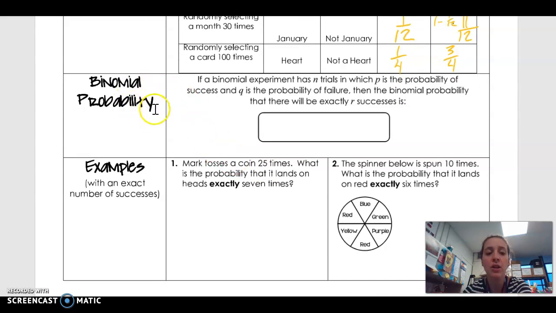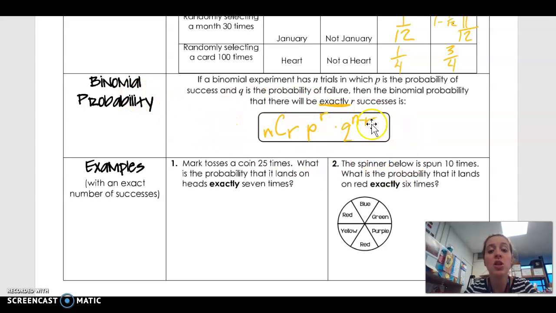Okay, so now we're going to look at some more probability stuff. So if a binomial experiment has n trials, so now I'm saying if I do this a certain number of times, in which P is the probability of success and Q is the probability of failure, then the binomial probability that there will be exactly r successes, right? That's the big keyword, is exactly, is here. Again, we're using our combinations. So I find my combination, and then I take my probability P raised to the r times Q to the n minus r. So we're going to look at some examples of that.